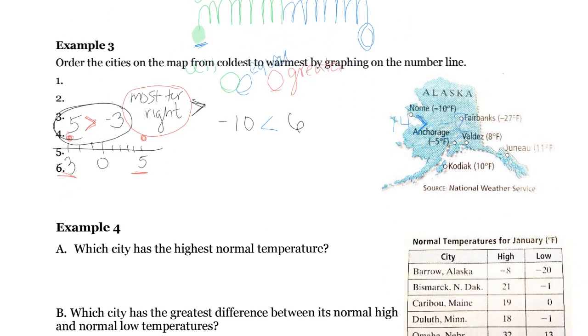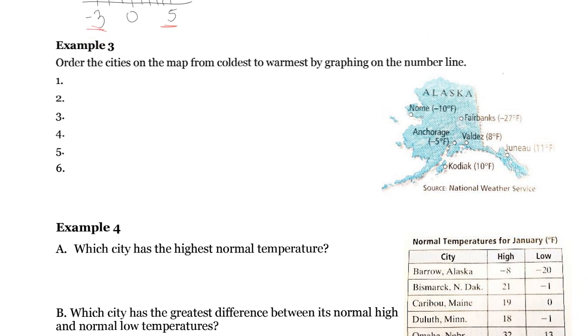Okay, so let's look at this next example. Order the cities on the map from coldest to warmest by graphing on the number line. I didn't provide you a number line, so let's just order them. So cross that out. Let's just order them from coldest to warmest. I'm going to look at this diagram here and say which number is the most to the left if you envision a number line. So we have Nome, Anchorage, Fairbanks, Valdez, Juneau, and Kodiak.